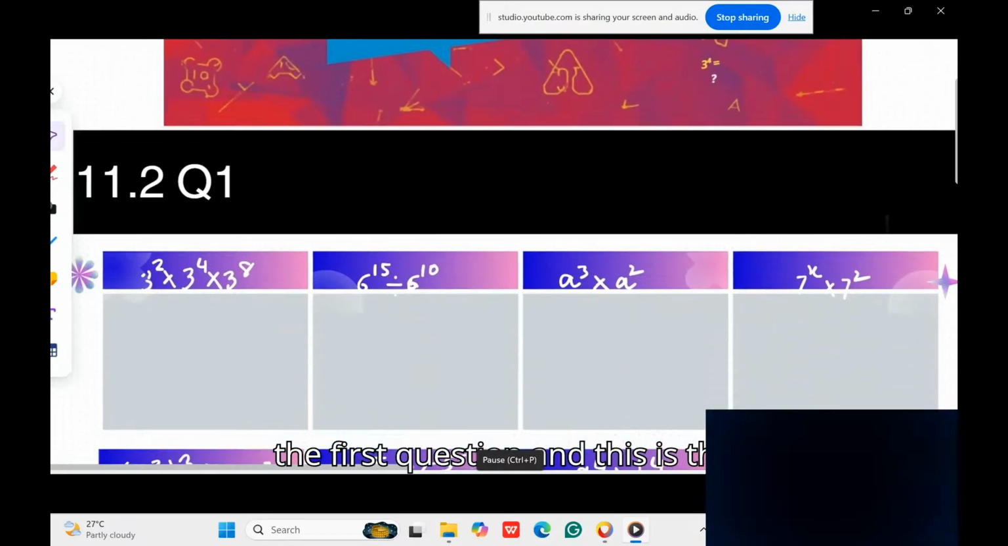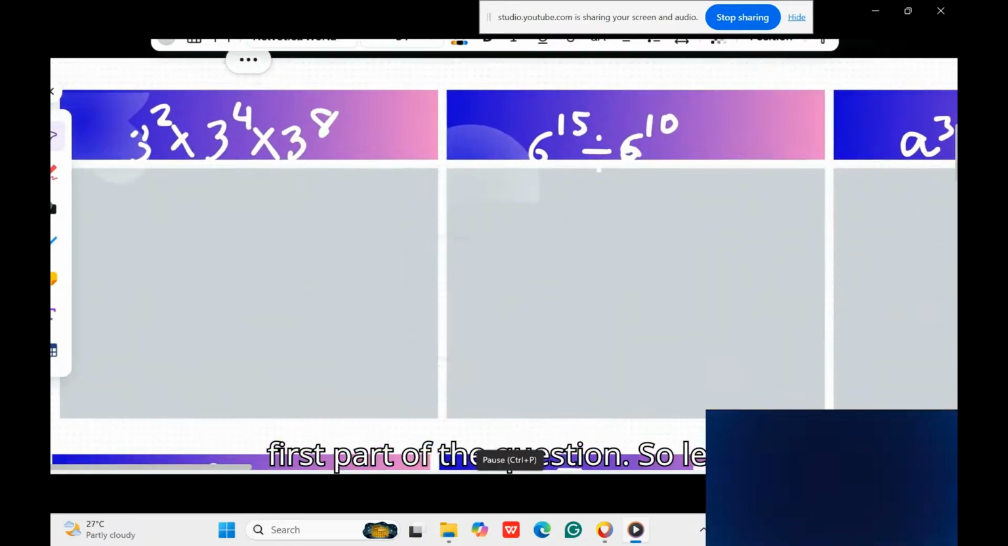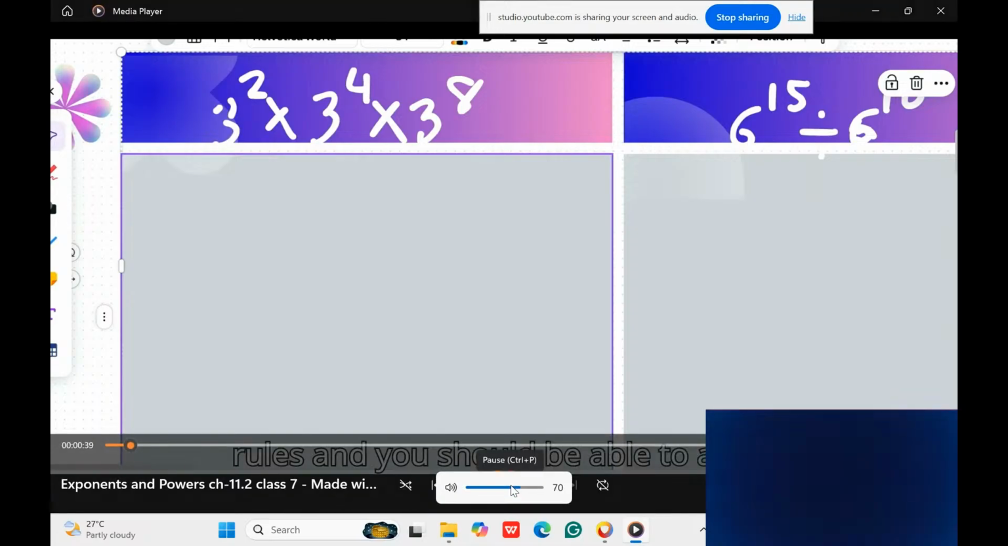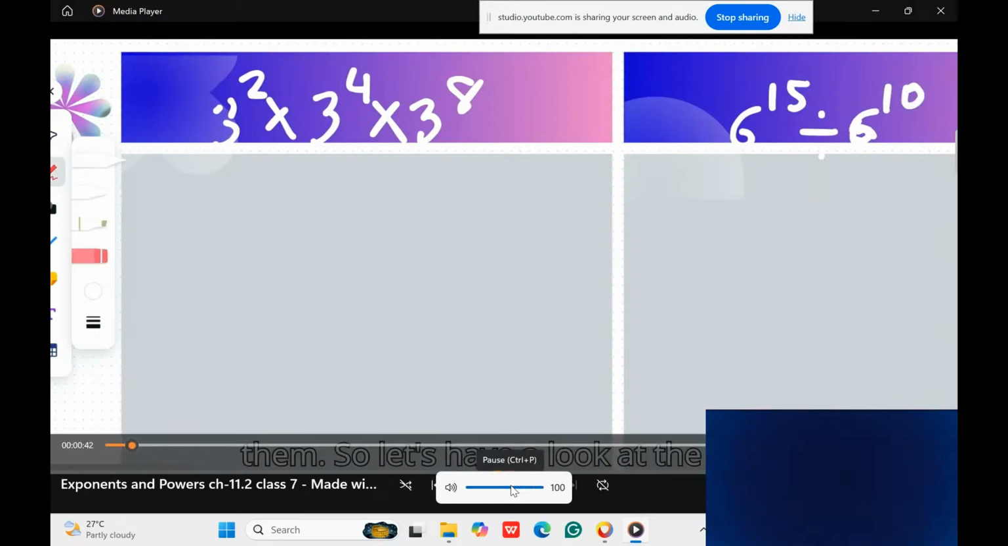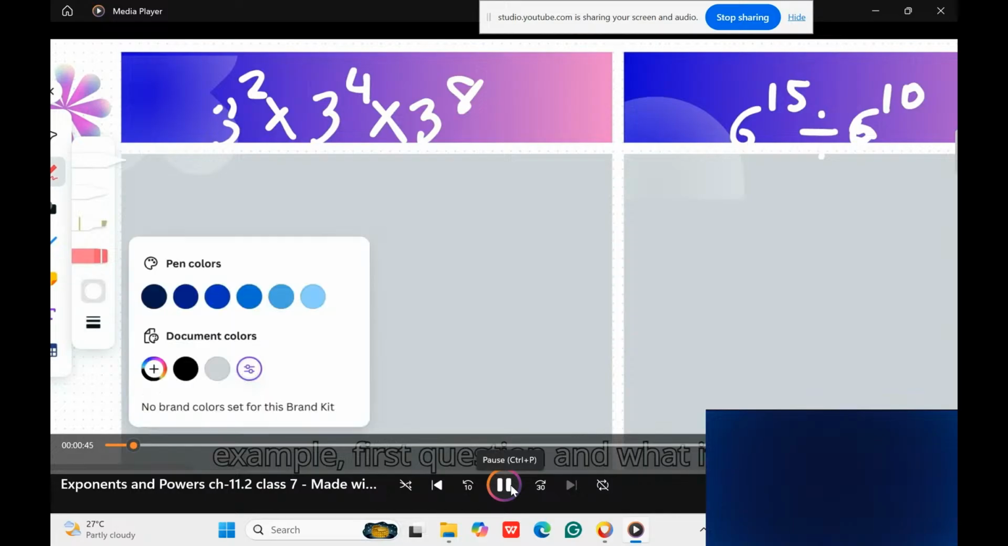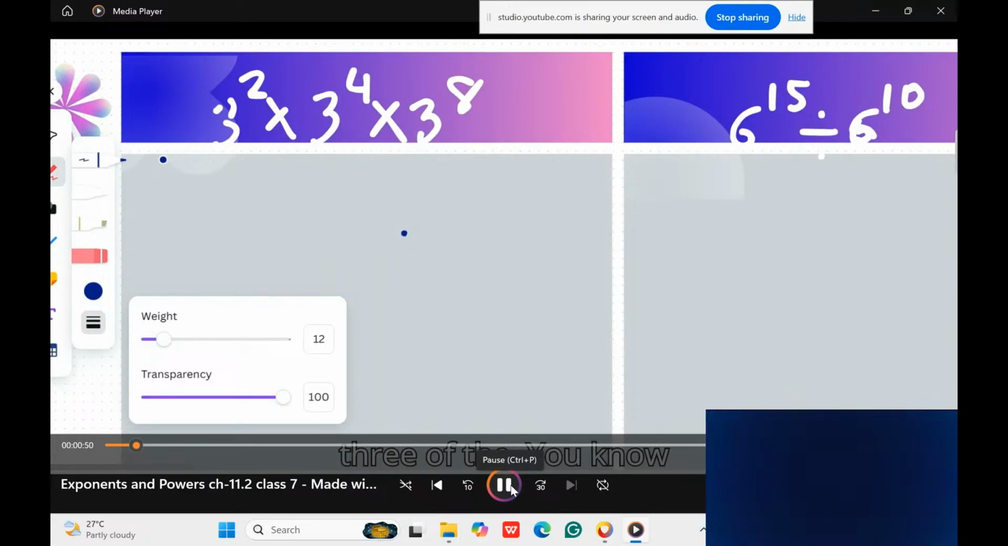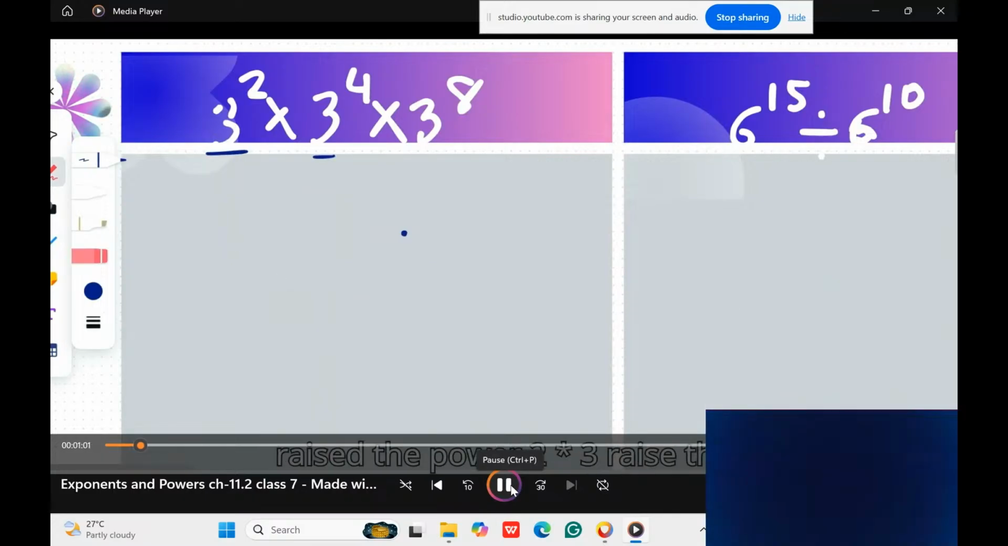So this is the first question, and this is the first part of the question. The questions in this exercise are completely based on the exponent rules. So you should have the written rules with you, or you should learn the rules and be able to apply them. Let's have a look at the first question. Here the question is 3 raised to the power 2 times 3 raised to the power 4 times 3 raised to the power 8.